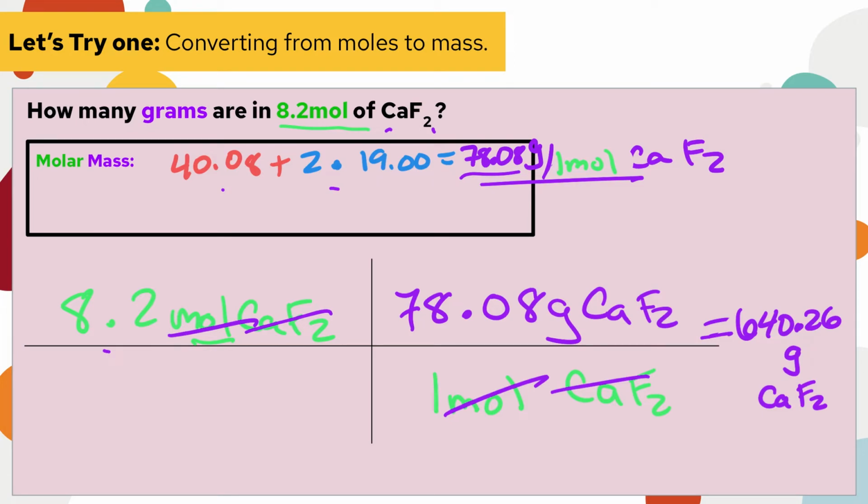So just a note that in a majority of these problems on your mastery checks and in your learning experience and on your test, it's going to ask you to round to 2 decimal places. So in my calculator, the answer that I got was 640.256. I had to round, because I wanted 2 decimal places, round that number.